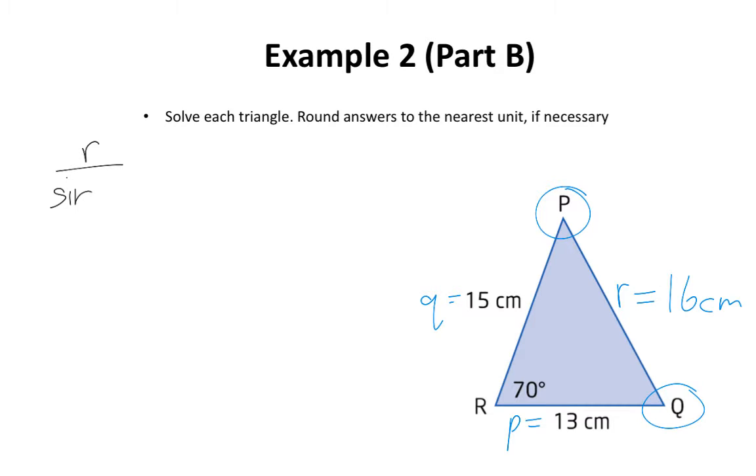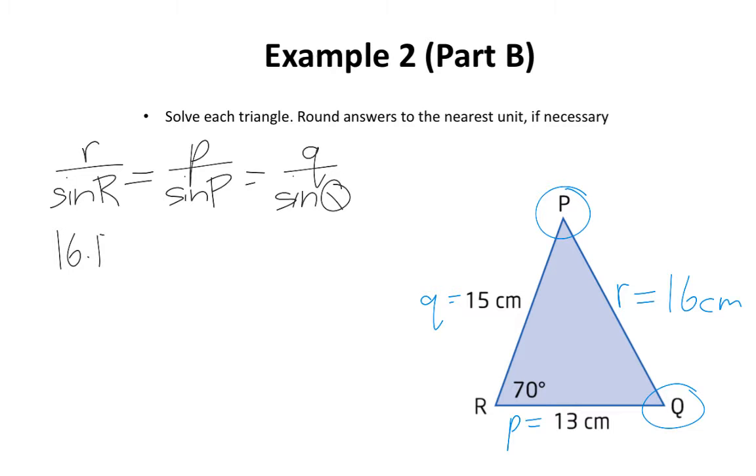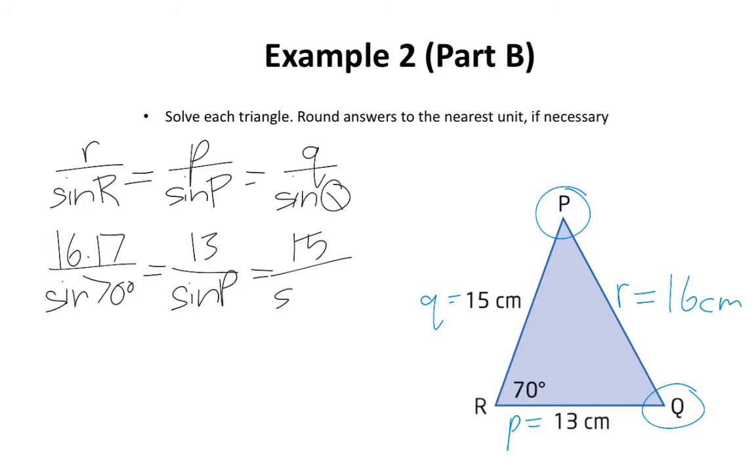So I have the side length of R over the sine of angle R, and then I have the side length of P over the sine of angle P, and then I have the side length of Q over the sine of angle Q. What you need to do is just substitute in your known values. For R, I'm going to be using the non-rounded version, so 16.17 over the sine of 70 degrees. I do know the side length of P, which is 13. I want to figure out angle P. And I do know the side length of Q, which is 15. And I also want to figure out angle Q.